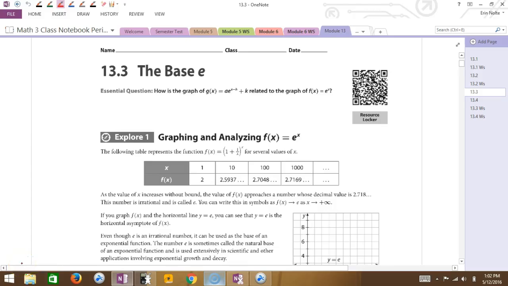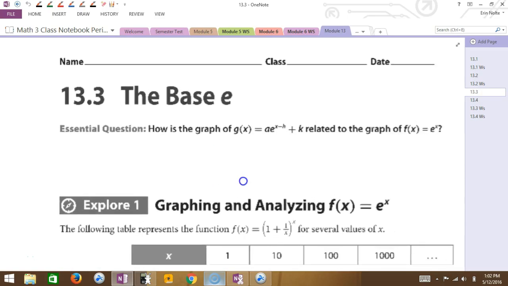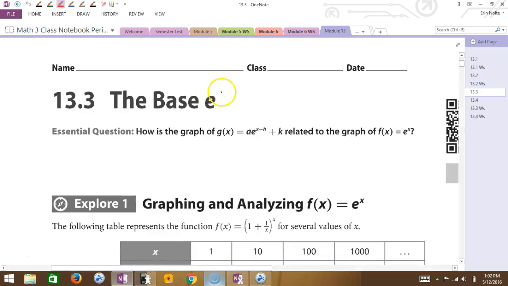All right, so 13.3 is very much related to 13.1, okay? The difference in 13.3 is that the base, which is going to be the B, is going to be the value of E. So, E is going to be a brand new number. I'm not finished explaining this yet.